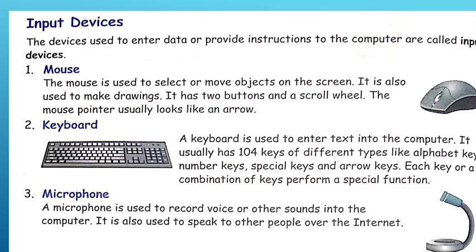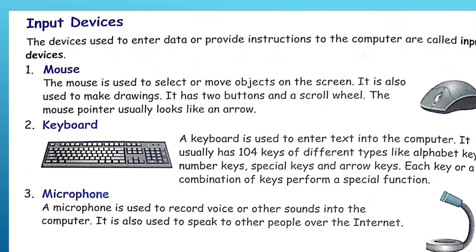First one is mouse. How it looks like? See, it looks like a physical appearance of a rat with a ponytail which works as a wire. So this particular device resembles like a rat or a mouse. From there this word came. A mouse is used to select or move object on the screen. It is also used to make drawing. It has two buttons and a scroll wheel. The mouse pointer usually looks like an arrow.